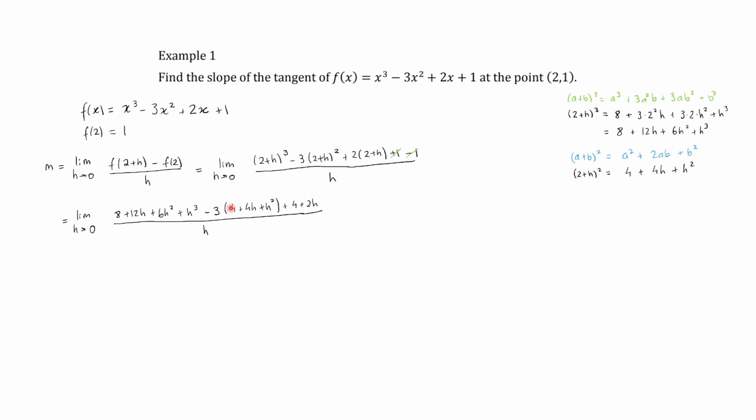Let's just simplify that middle term there as well to make sure that everything is expanded. So we're going to have 8 plus 12h plus 6h squared plus h cubed minus 12 minus 12h minus 3h squared plus 4 and plus 2h. There we go.